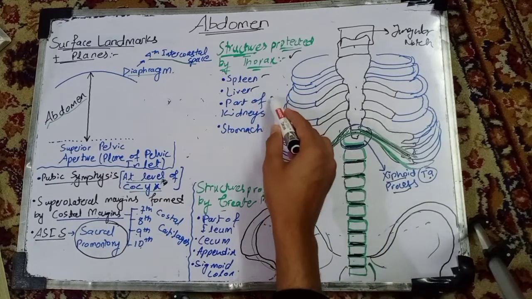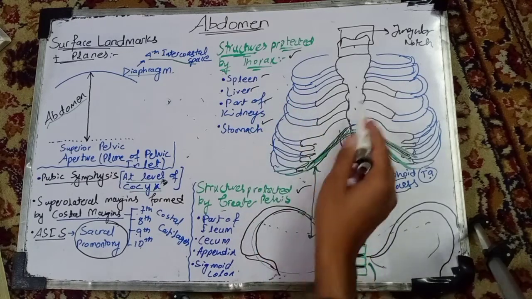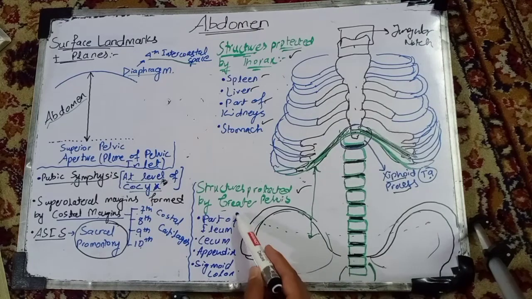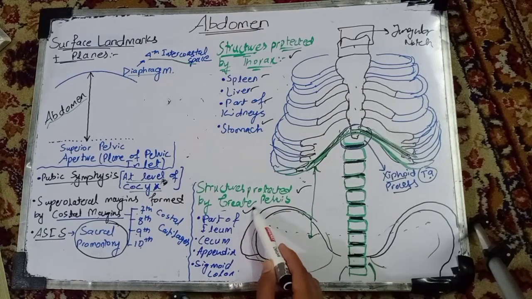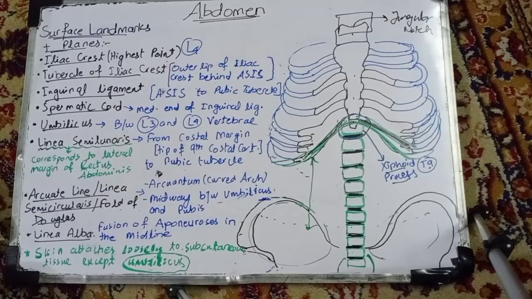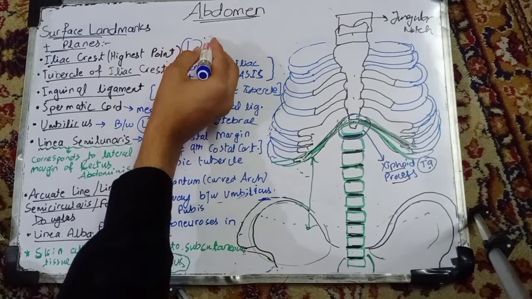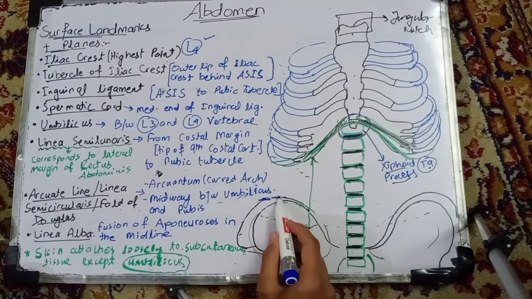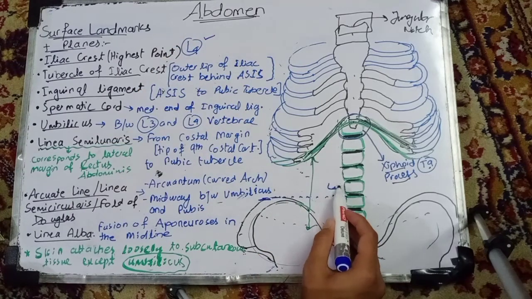The spleen, liver and some part of the kidneys and stomach are basically protected by the thorax, right? And the structures protected by the greater pelvis are part of the ileum, cecum, appendix and sigmoid colon. So you basically have to remember this. The highest point of the iliac crest lies at the level of the L4 vertebra. So here will be the highest point of the iliac crest, corresponding to the L4 vertebra.